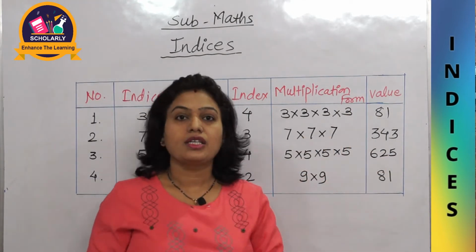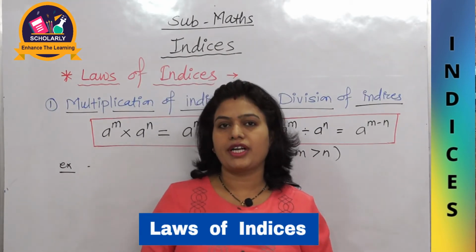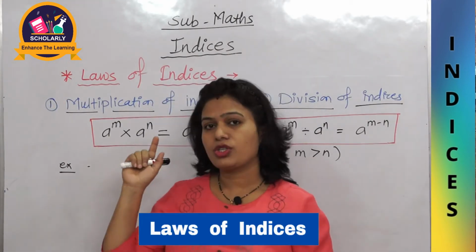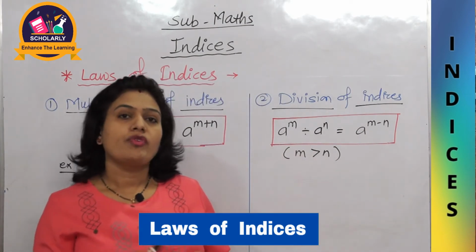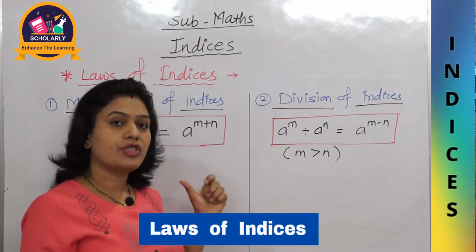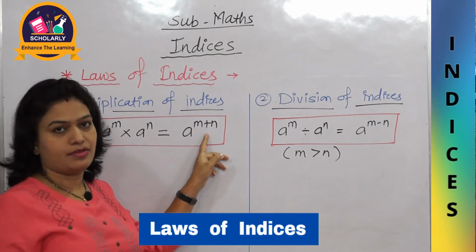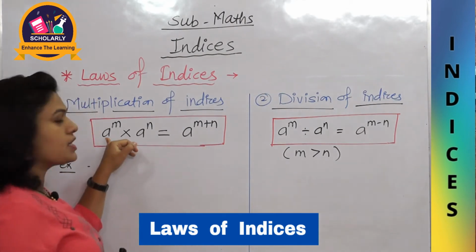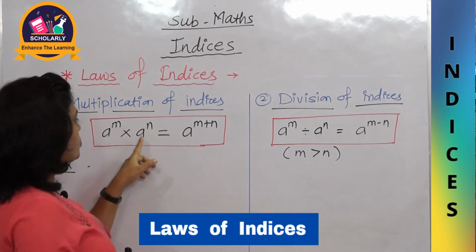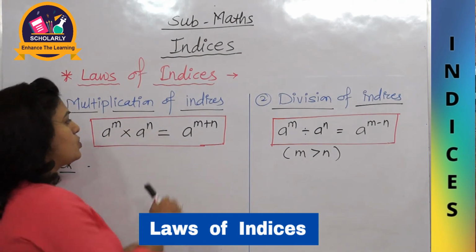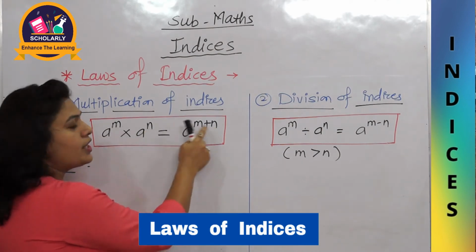Now let's see the laws of indices. The first law of indices is multiplication of indices with the same base. Whenever we have to multiply indices with the same base, then their powers get added like this. If a is a number, then a raised to m into a raised to n is equal to a raised to m plus n. The powers got added.